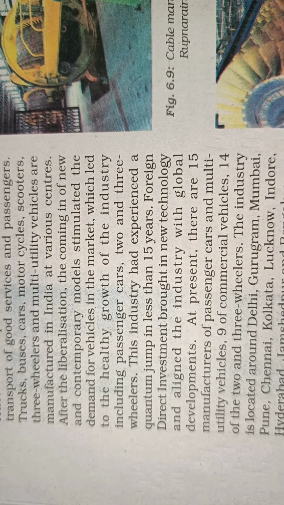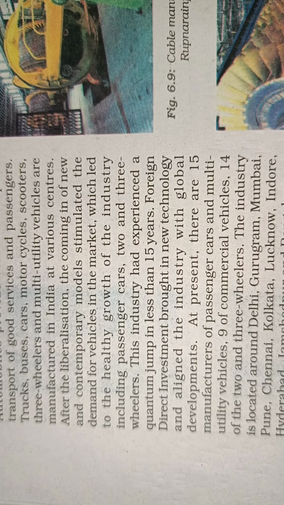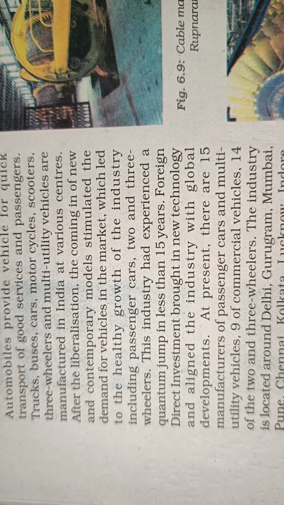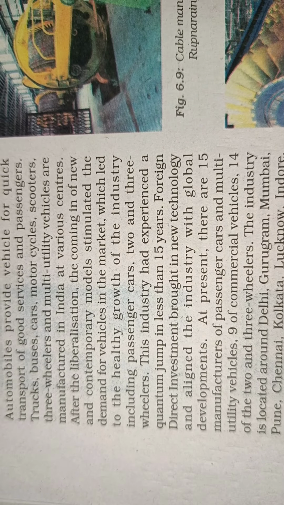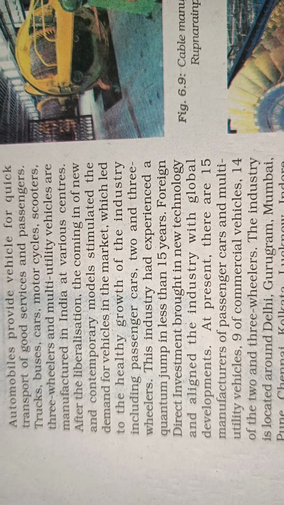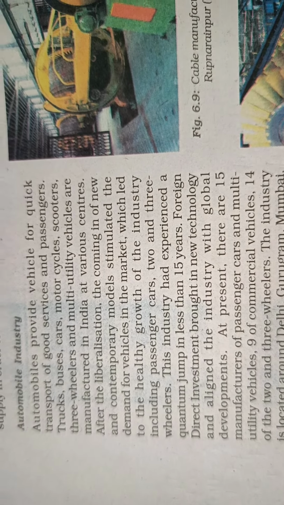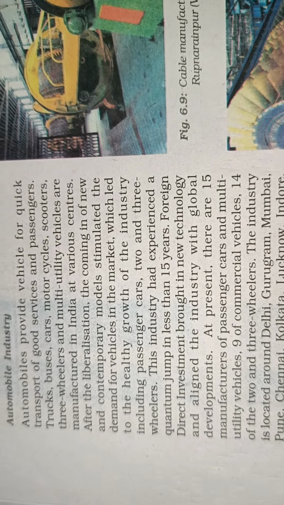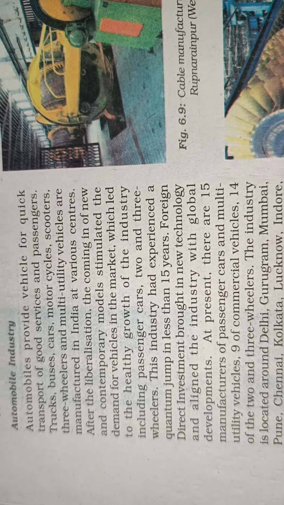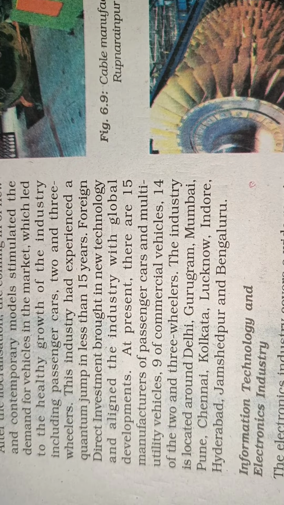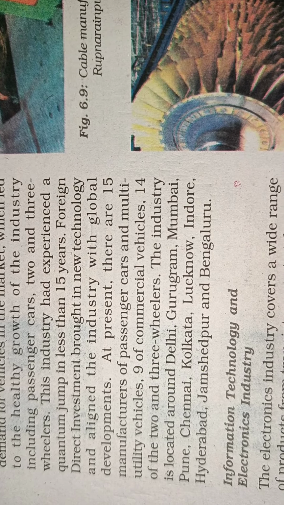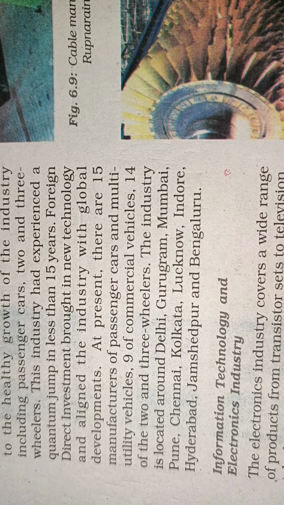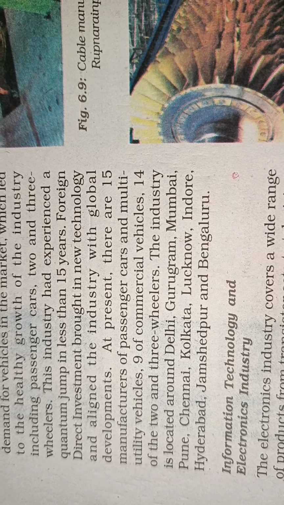The industry has experienced a quantum jump in less than 15 years. If you go back 30 years, about 1 in 10 persons had a car. Now every second person has a car and every second person wants a car. So this is a direct jump, a huge jump in recent years. Foreign direct investment has brought this technology, so important and global, that the demand for cars and other automobiles has increased.